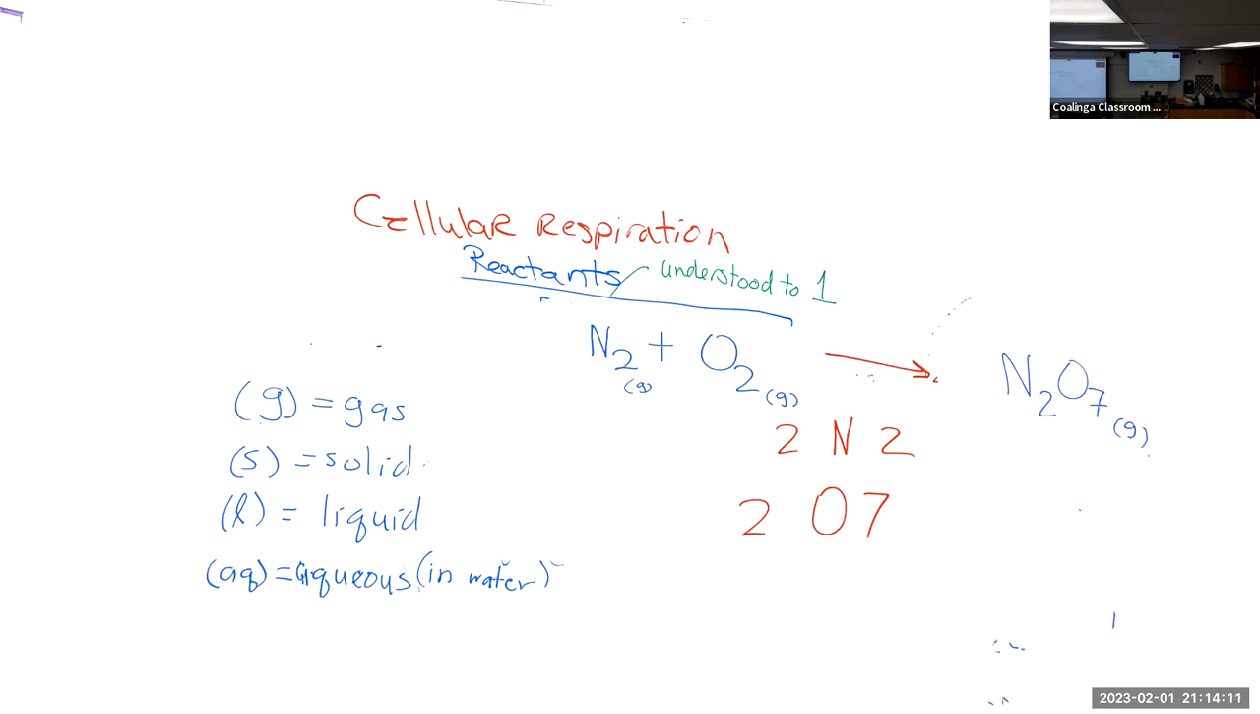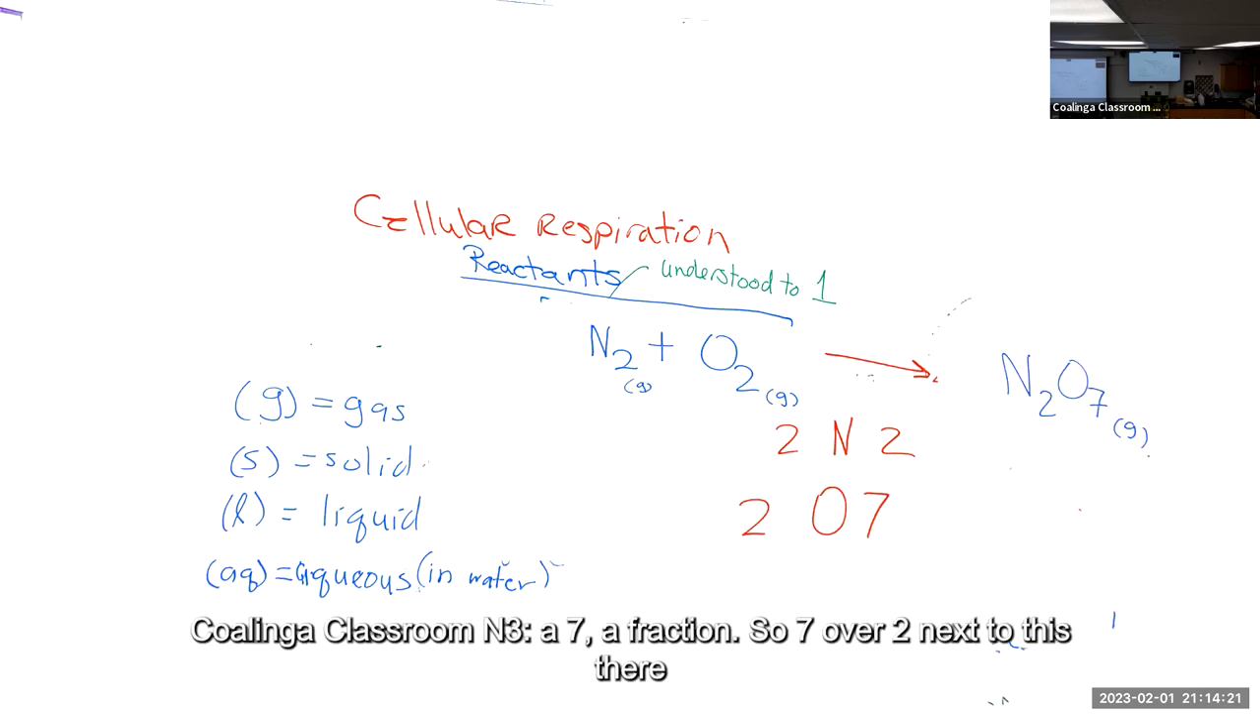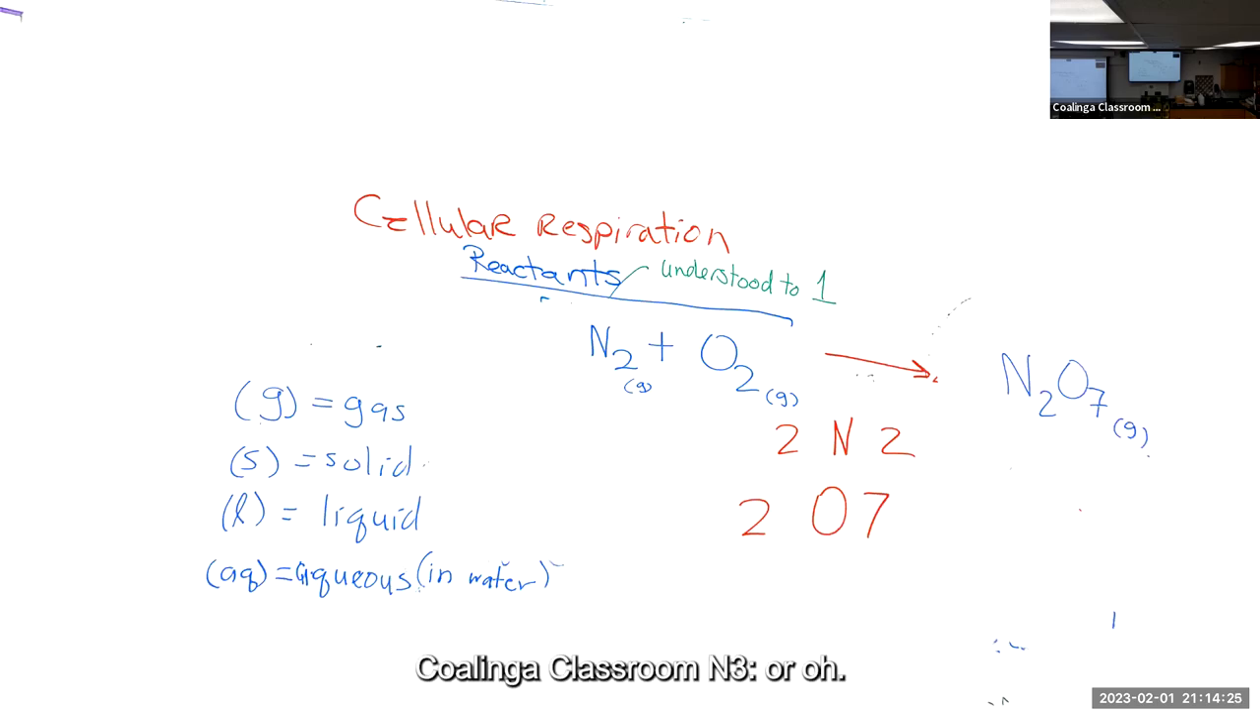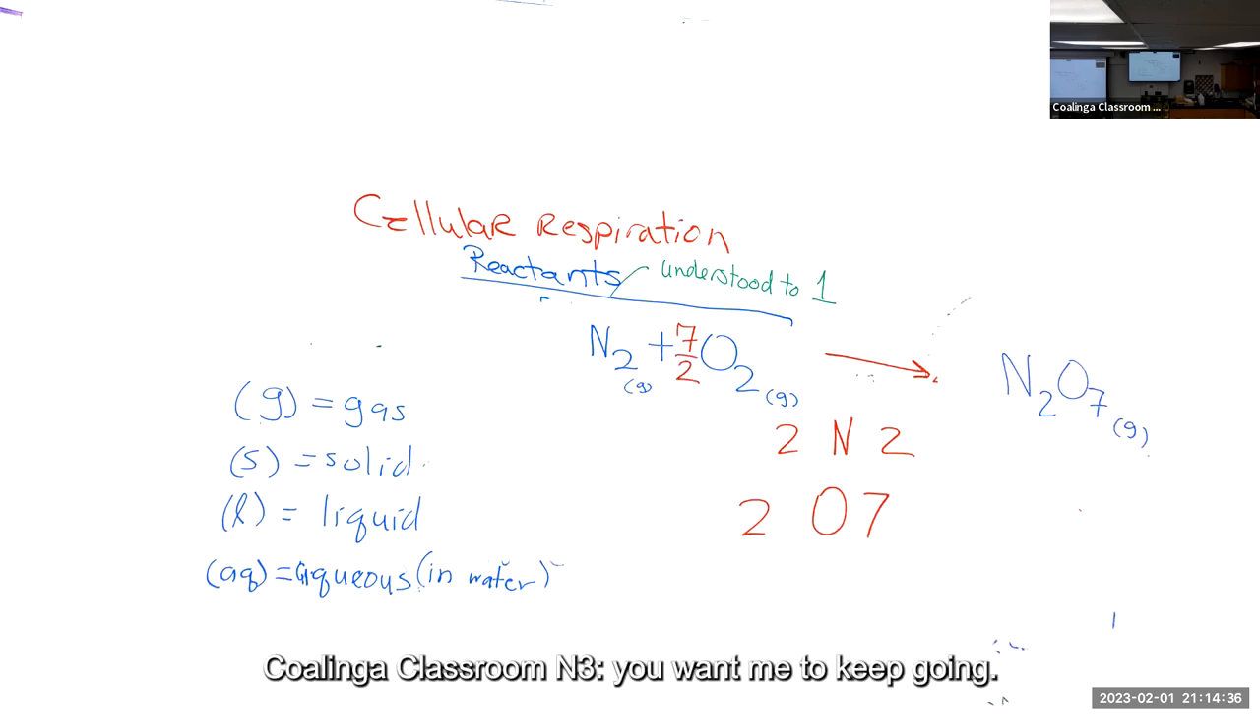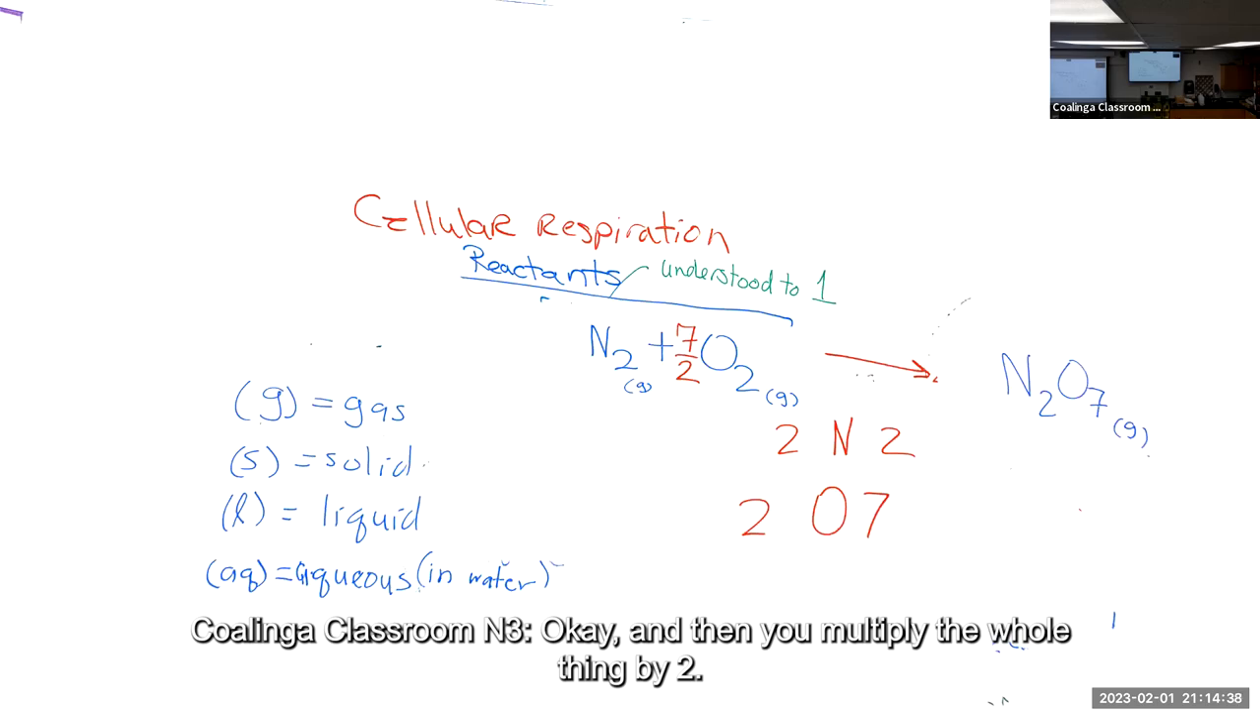Okay. Anybody else want to try while he's working it out? Yes. So I think you put a fraction, so 7/2 next to the O on the left side. So 7/2? Yeah. Okay. And then you want me to keep going? Yeah. Okay. And then you multiply the whole thing by 2. Okay.